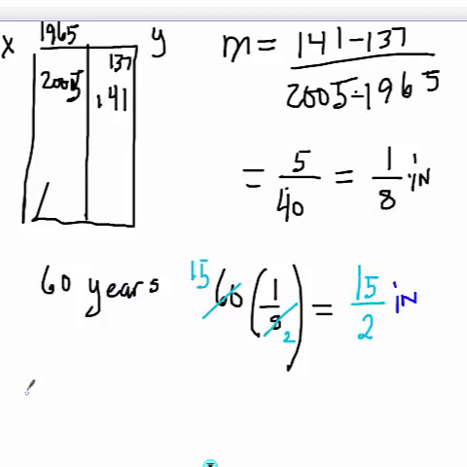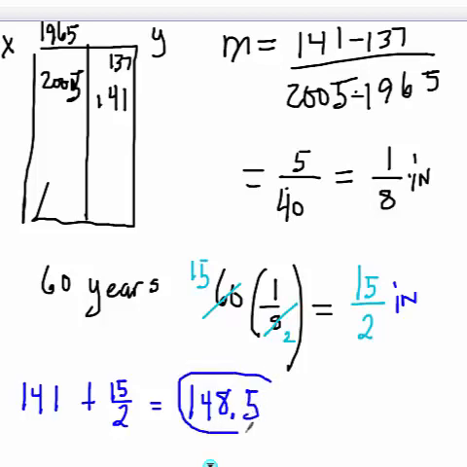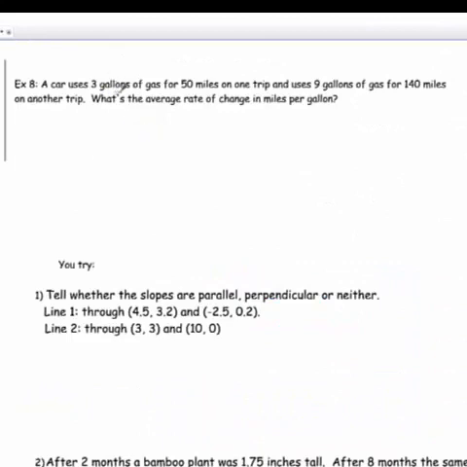Well, where did we start at, though? We started at 141, and we have to add 15 over 2, right? So let's see, what is that? Well, 15 over 2 is 7.5. So if I add 7.5, that tells me that I get 148.5. So that would be the size of our tree in 2065.